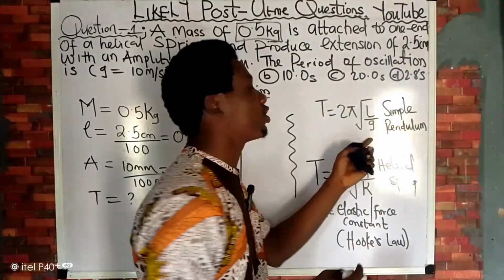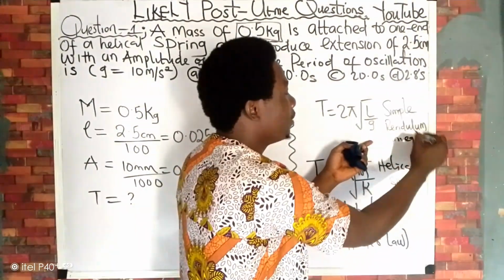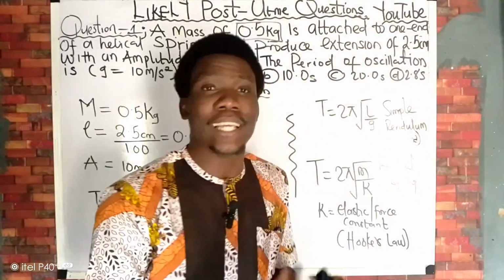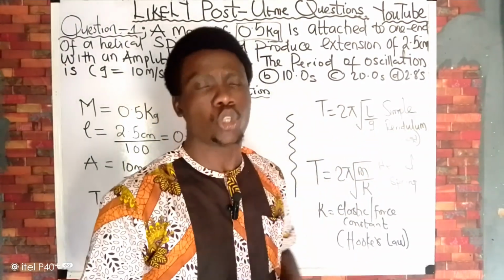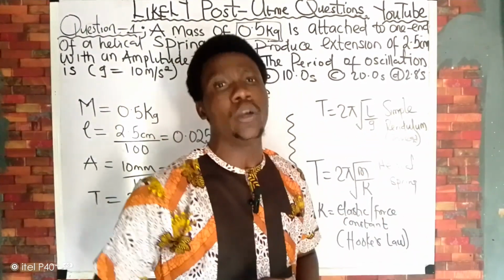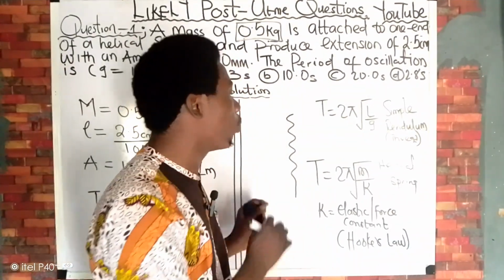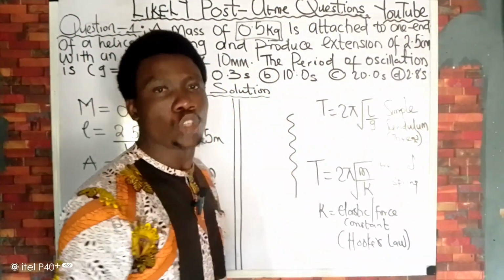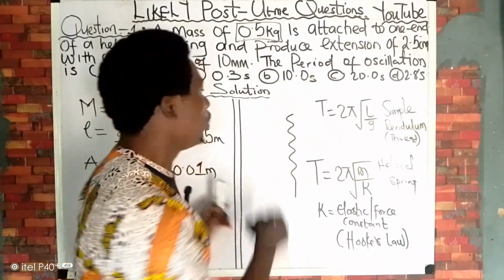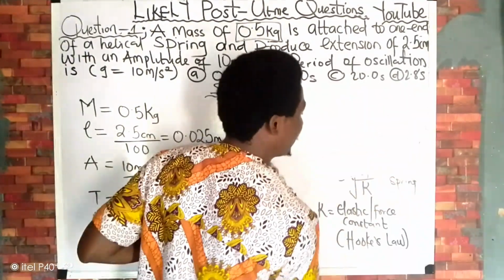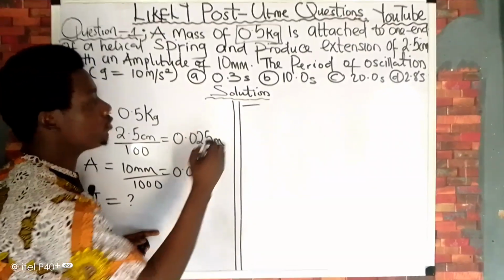This one is for a simple pendulum. This one has to do with a pendulum, you understand? But this one has to do with a helical spring, that means a spring that has extension. So you must understand the context of these two periods. But as for this question, it is not a simple pendulum. It is your helical spring. So because of that, we are going to adopt formula 2. Okay, let's quickly adopt formula 2 and see what the answer is going to be.